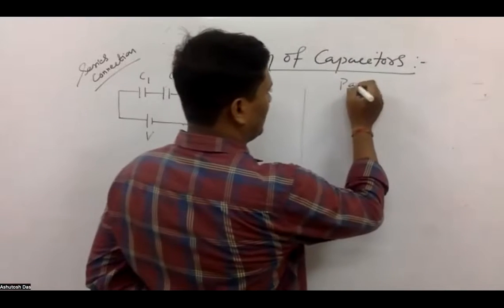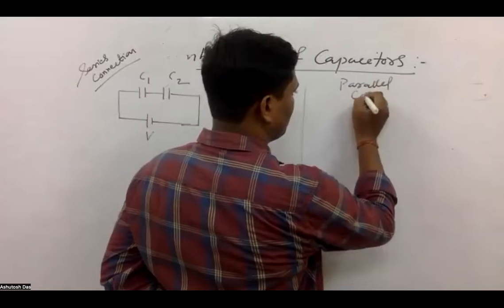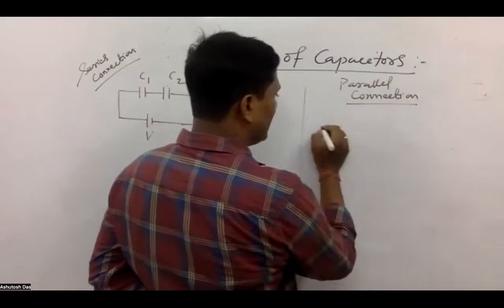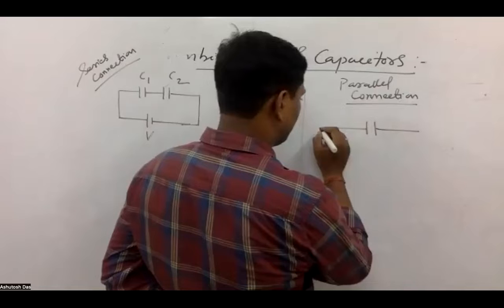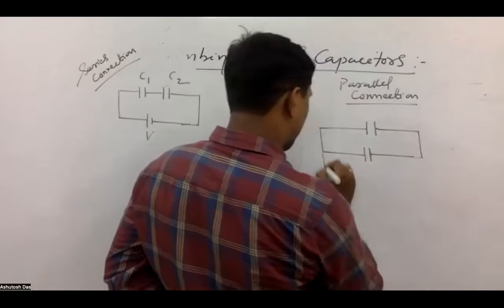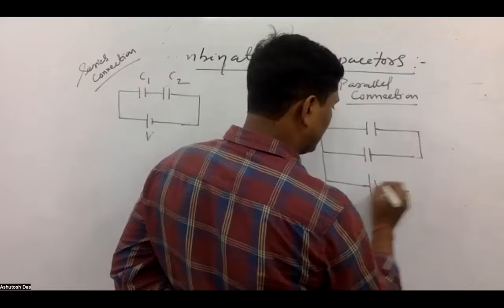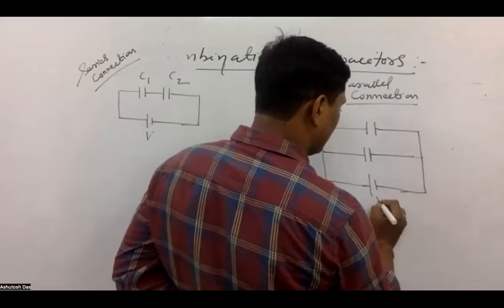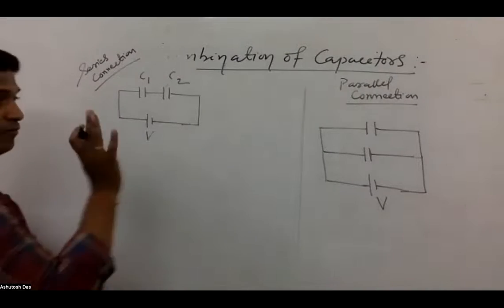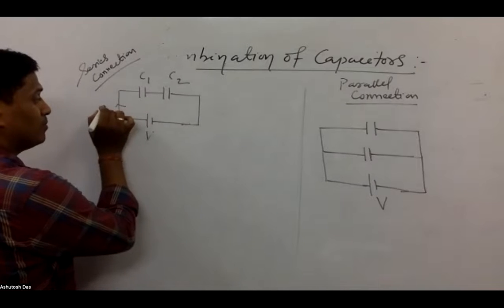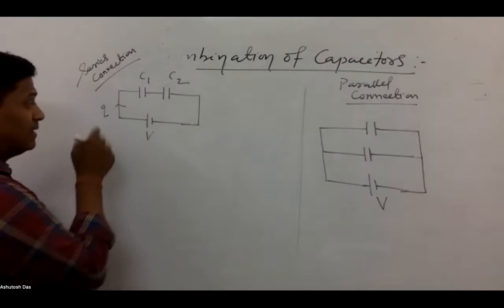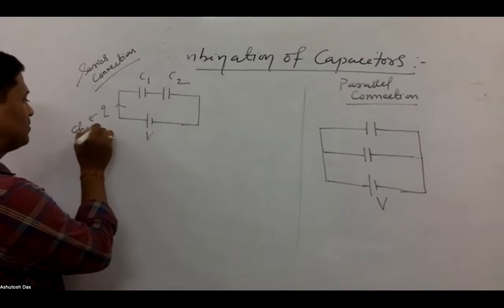And let's go to parallel connection. Parallel connection means, students, see this one. This connection is a parallel connection. Like resistors, we have replaced the resistors by capacitors, right? This is the total voltage source. One thing, students, I told you: where there is current, here it will be replaced by charge.